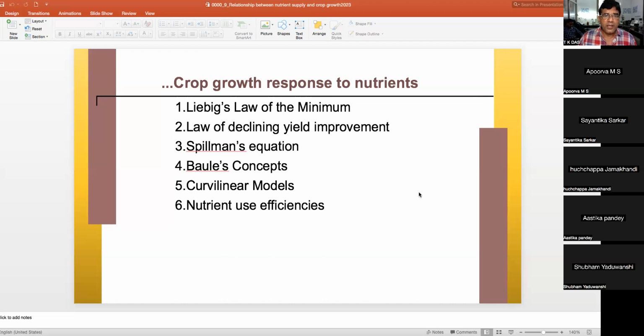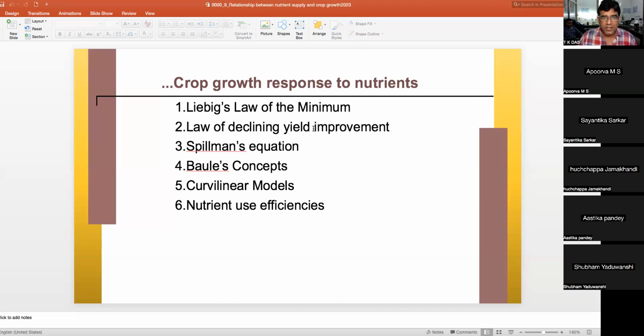Law of declining yield improvement was given by, who gave this law? Law of declining yield improvement. Shubham? Mitscherlich. Good.